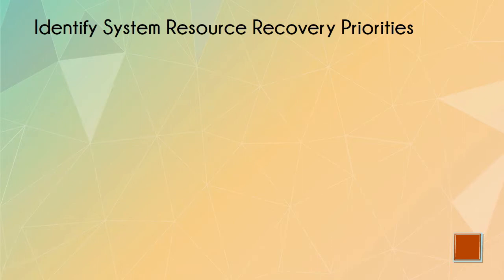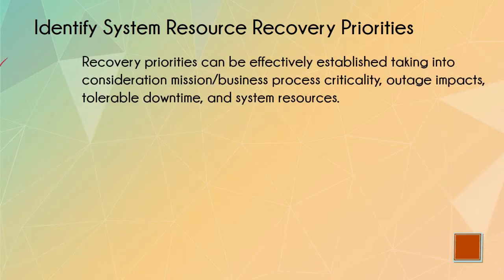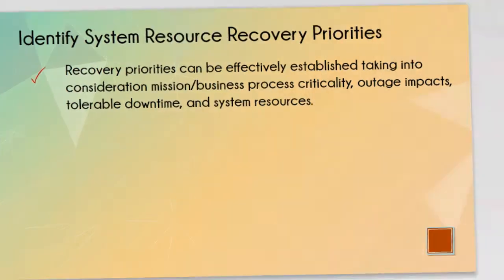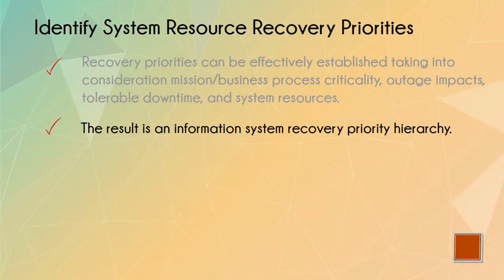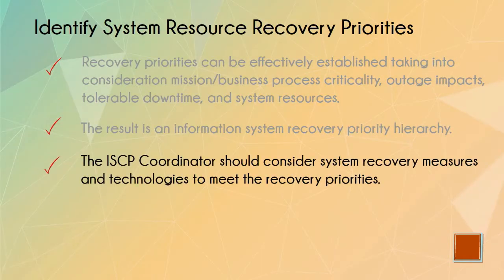Identify system resource recovery priorities. Recovery priorities can be effectively established, taking into consideration mission business process criticality, outage impacts, tolerable downtime, and system resources. The result is an information system recovery priority hierarchy. The ISCP coordinator should consider system recovery measures and technologies to meet the recovery priorities.